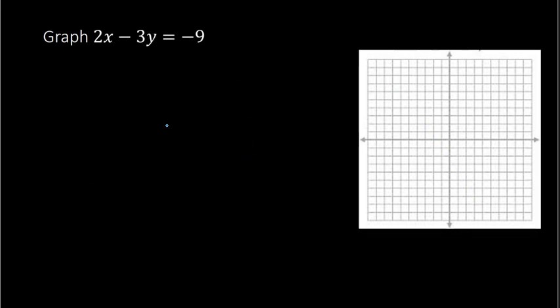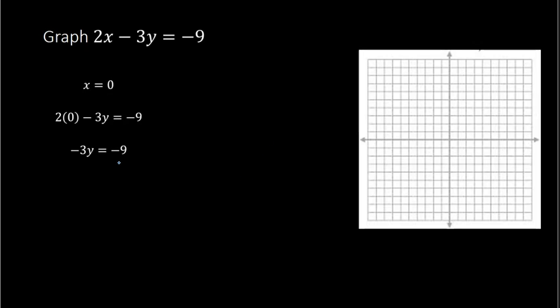Here's another example. We have 2x minus 3y equals -9. So to graph, I need 2 points. And again, usually zeros will be the easiest to work with. So let's plug a 0 for x for the first point. So here I'd have 2 times 0 minus 3y equals -9. 2 times 0 is 0. So I have 0 minus 3y, which is minus 3y. And that's equal to -9.